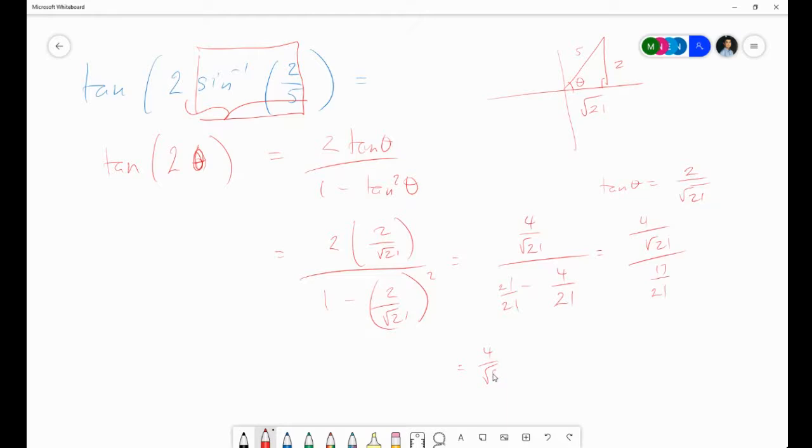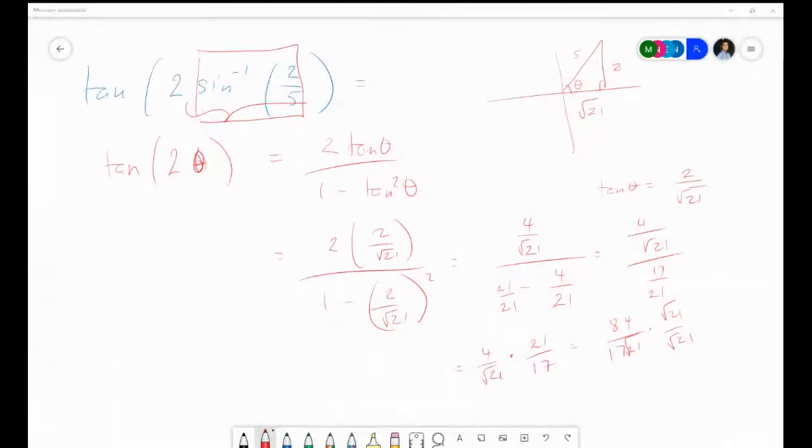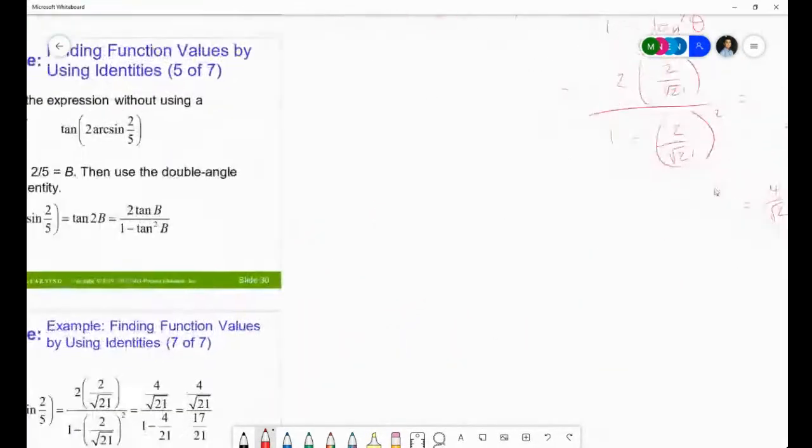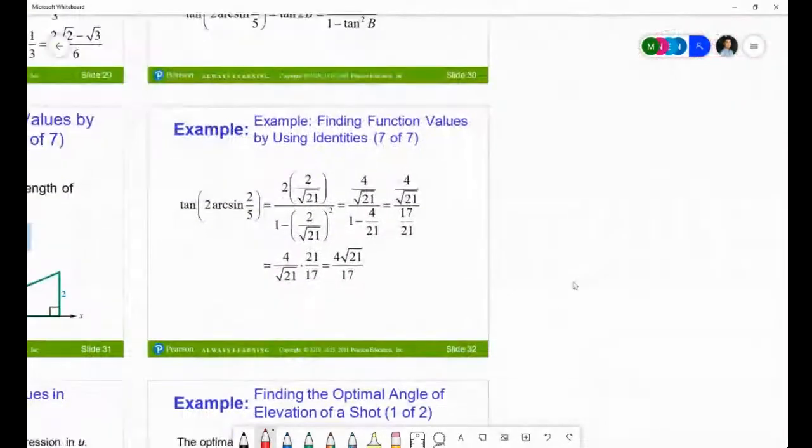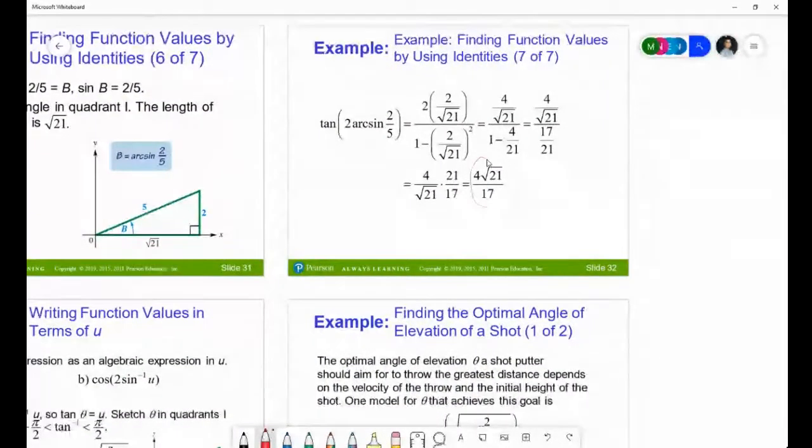To divide fractions, we multiply by the reciprocal. And here we go. So whatever that is, 84 over 17 square root of 21. And we can rationalize that by multiplying by square root of 21. Now you can keep going and simplify that. All right. Oh, there you go. So you end up with 4 times square root of 21 over 17.